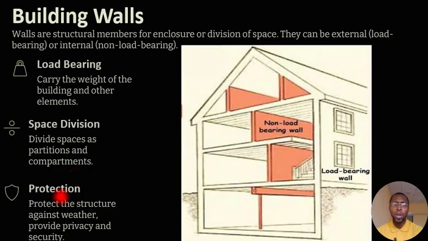And lastly, the wall is made for protection. So the wall helps in protecting the structure against weather, and it provides privacy and security, right? So these are the functions of the building walls.